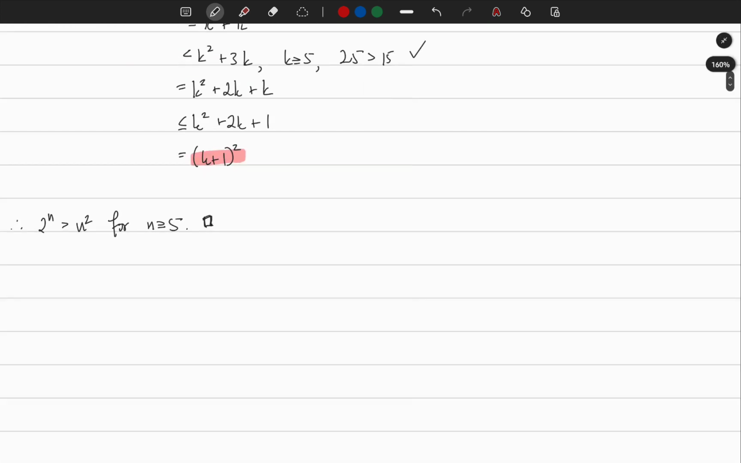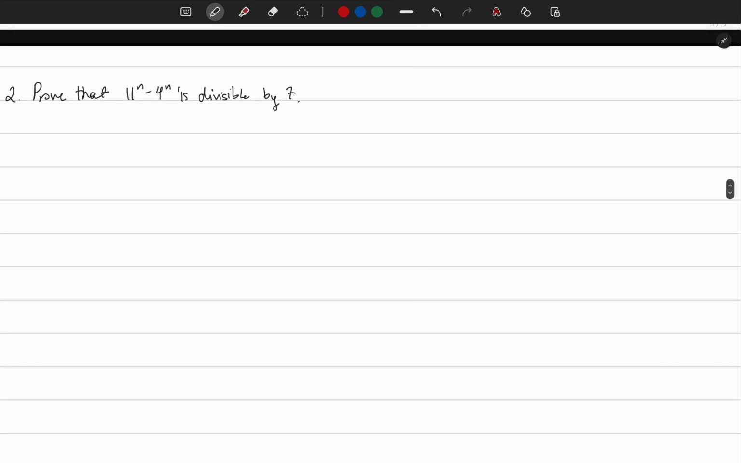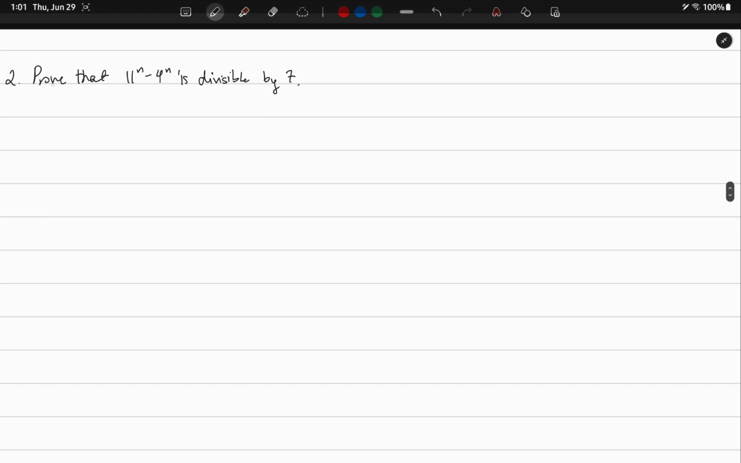All right? Now, let's move on to this second statement. Prove that 11 to the nth power minus 4 to the nth power is divisible by 7. Divisibility, we can rewrite this in terms of divisibility notation. This is the same thing as 7 divides 11^n minus 4^n.